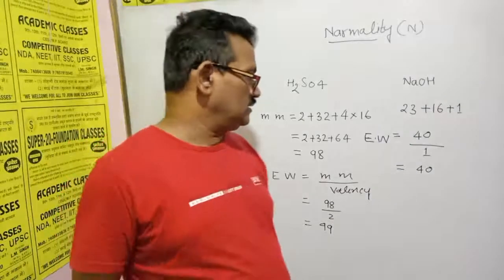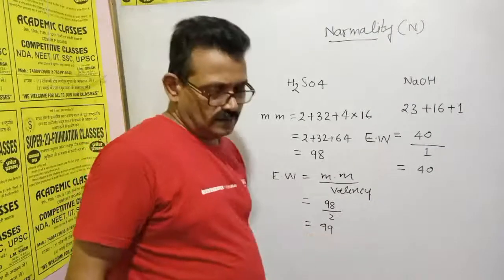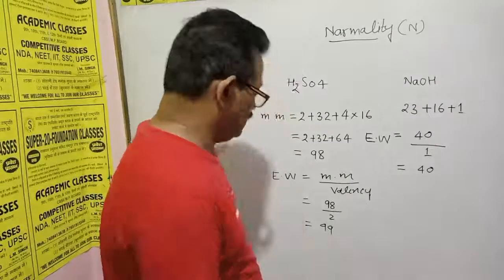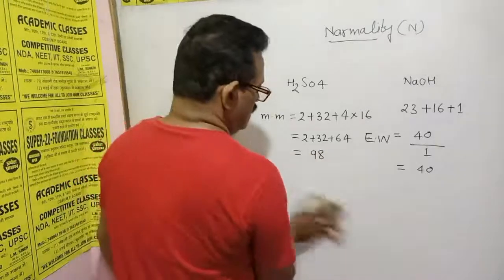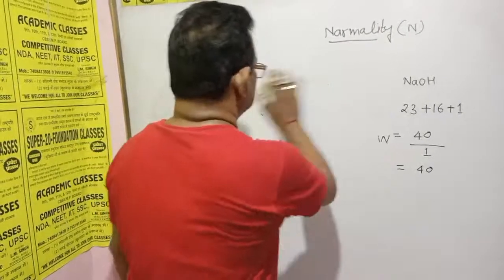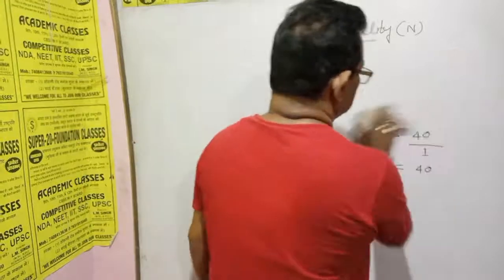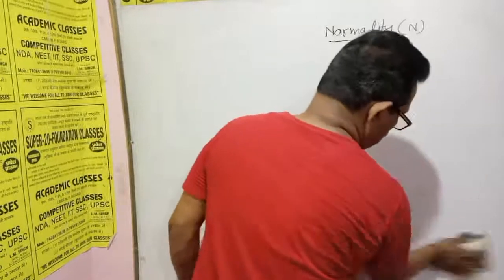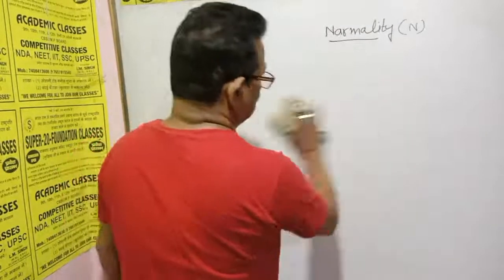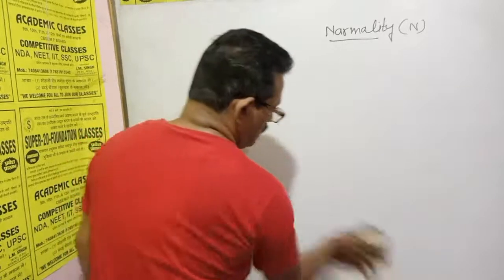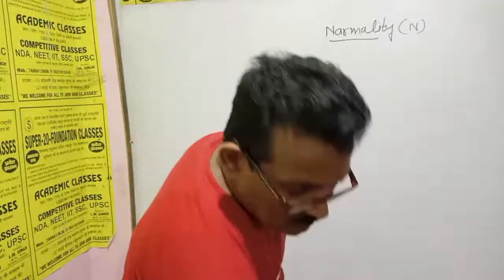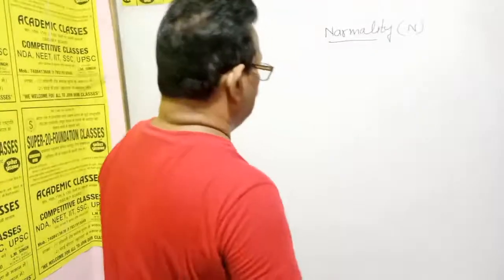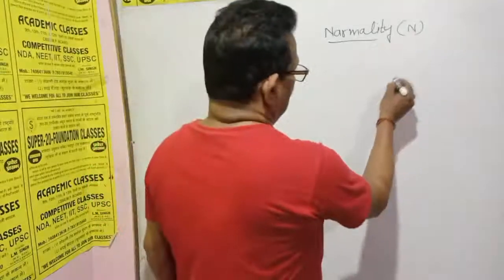Okay, all students, then you can calculate the equivalent weights of other compounds and radicals. This is very important. Equivalent weight is very important for normality. If students don't know the equivalent weight, they cannot calculate the normality. Okay, then take another example.